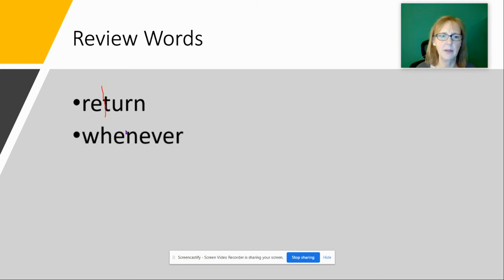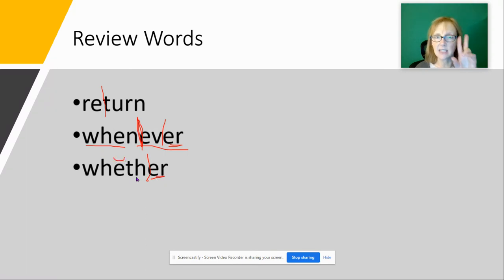Return, we separate there. Whenever, we can actually see whenever. We see 3 syllables, and when and ever, it's actually a compound word as well. Whenever, and then we can see the ending at the end there. Whether I like ice cream or cookies better. Because this is the ending here. This is a short E sound, so we want to have the TH, that consonant digraph, stick with the E.